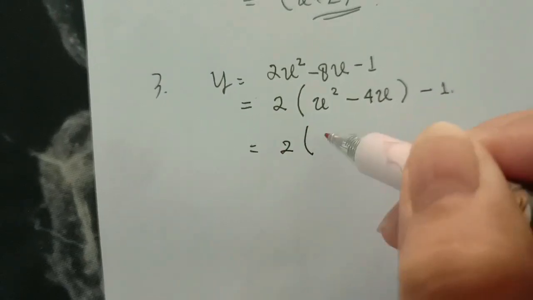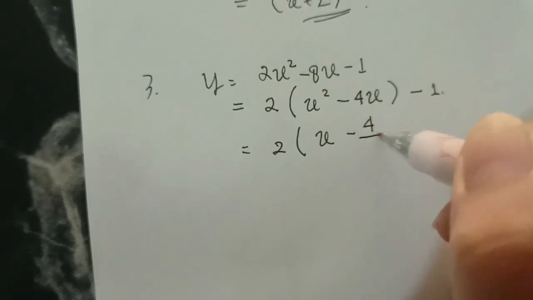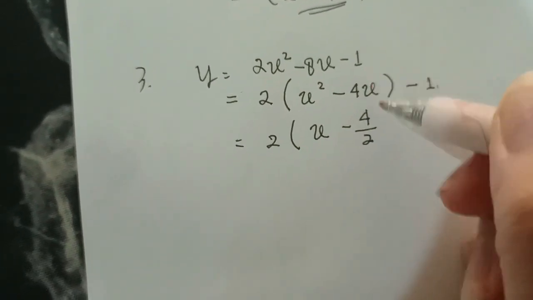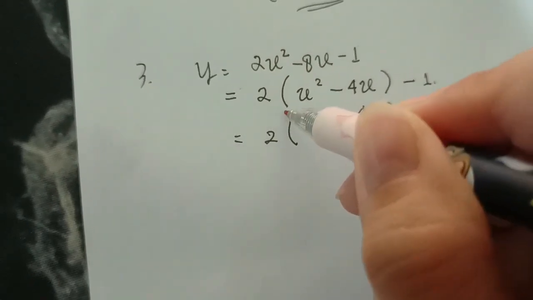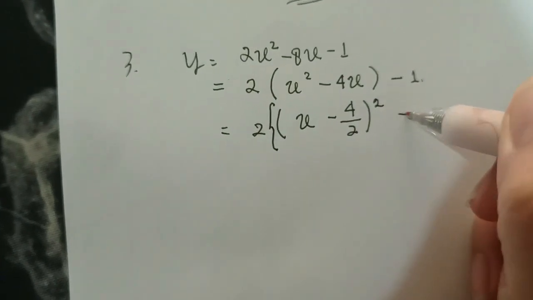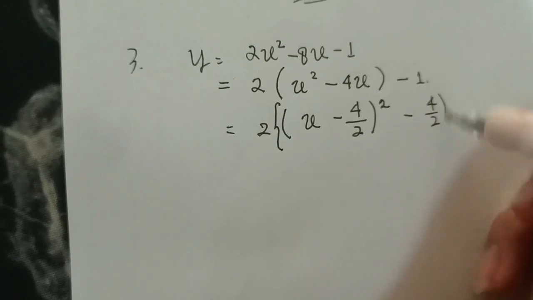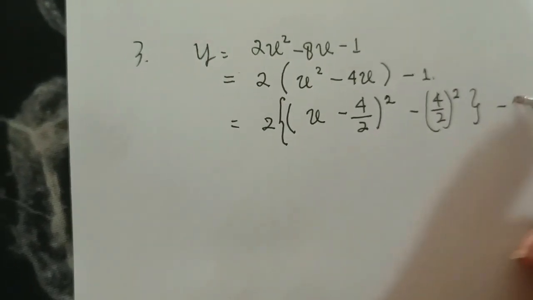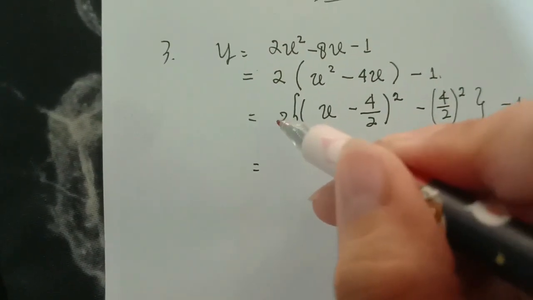Now we would like to remove the quadrat over here. If we would like to remove the quadrat, it means we have to divide by 2, and then remove the x. Quadrat. Don't forget to give in the bracket. And then we have to minus this number, 4 per 2 quadrat, in the bracket. Minus 1.